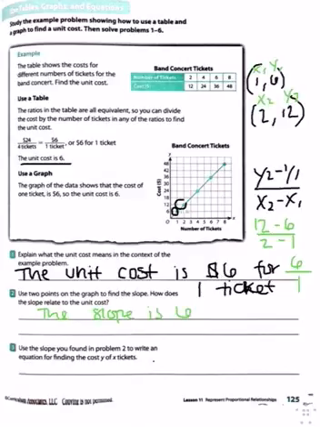The slope is 6. How does it relate to the unit cost? The slope and unit cost are the same.